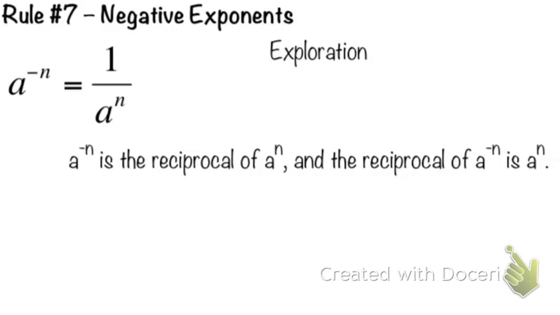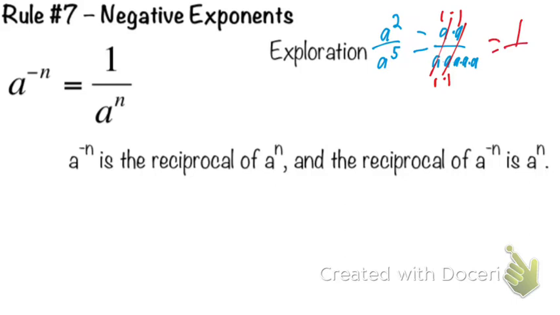All right, a to the negative nth. A to the negative exponent is 1 over a to the nth. Here's our explanation of this one. Let's take a squared over a to the 5th. A squared is how many a's? Two of them. A to the 5th is how many? Five. Now what can we do with those a's? Simplify them down to 1. So we end up getting 1 on the top. And what do we get on the bottom? A to the 3rd. It's 3 a's. So we get 1 over a to the 3rd.